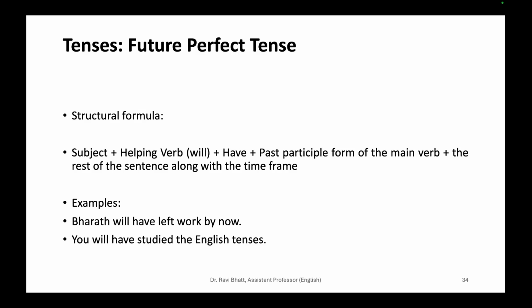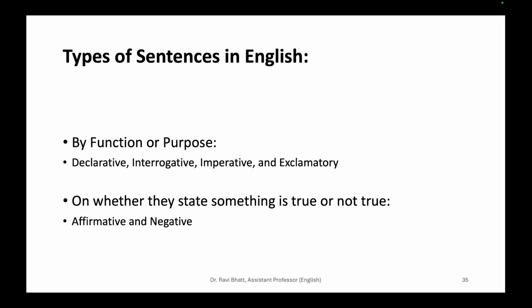Okay. For example, the structural formula is subject plus helping verb, that is will, plus have, plus past participle form of the main verb, plus the rest of the sentence along with time frame. Now examples are Bharat will have left work by now, or you will have studied the English tenses. Okay. So that is future perfect tense. Now again, let's go for some of the examples here.